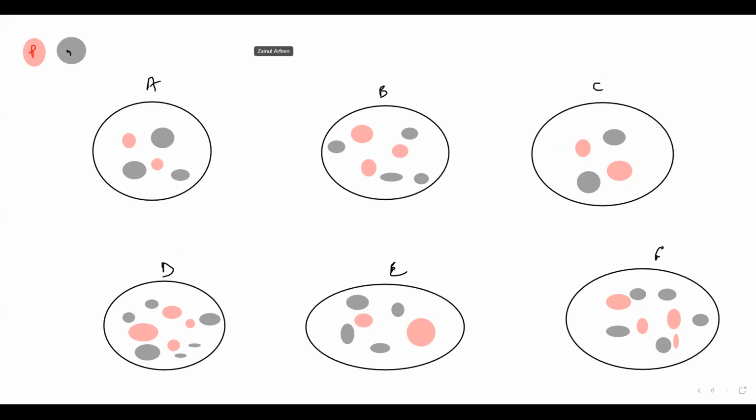And the question is, which ones are the isotopes? The first question is the isotopes of A. So which ones are the isotopes of A? That is C and E, because C is having the same number of protons, and so our correct answer is C and E. That's right.